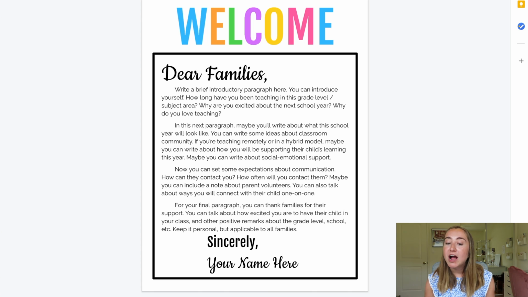Then for the third paragraph, I can also write some expectations about communication. In my opinion, this is really important to set up at the very start of the school year. I think it sets a nice mode of communication and it sets the expectations for your relationship with your families and your class. So you might include some information about how they can contact you, how often you will contact them, and you can even add a quick note about parent volunteers. Let's say you're looking for a room parent or something like that. You could include that in this paragraph as well. And you can also talk about the ways that you will connect with your child one-on-one.